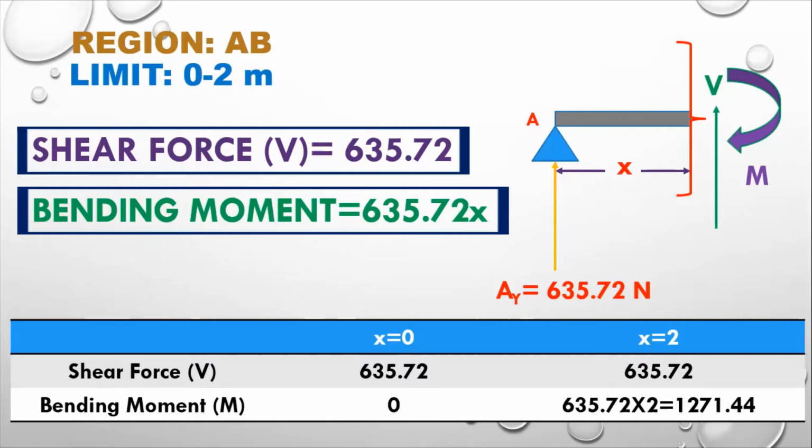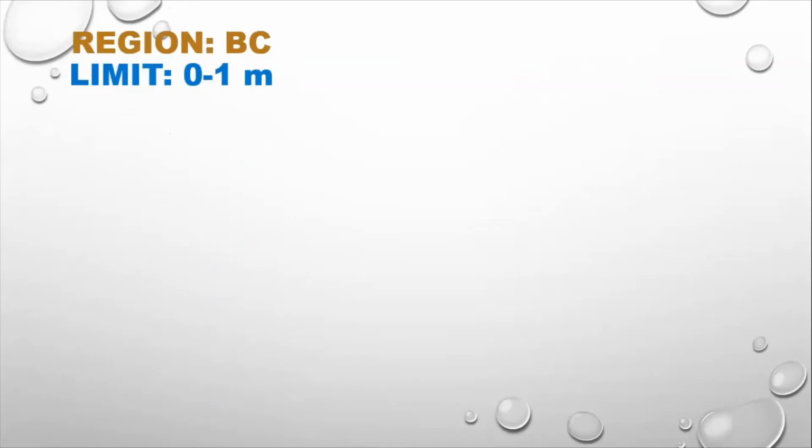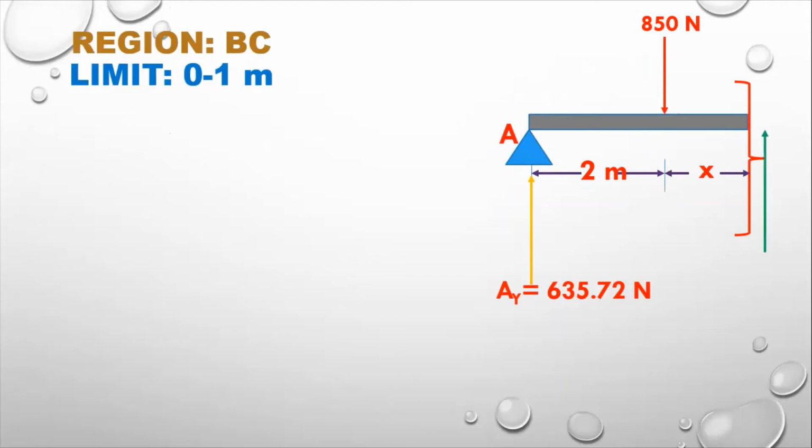So I'm moving towards the next slide for the cut region of BC. For region BC, the limit is 0 to 1 meter. So we will draw the beam from A and wherever the second section is cut. You can see here AY equals 635.72, and we will consider the 850 Newton also. The 850 is a downward force, and 2 meters is here, and there will be x here. Obviously we will sum up at the section where we cut, so shear force and bending moment will be there. So now what will be the shear force equation?